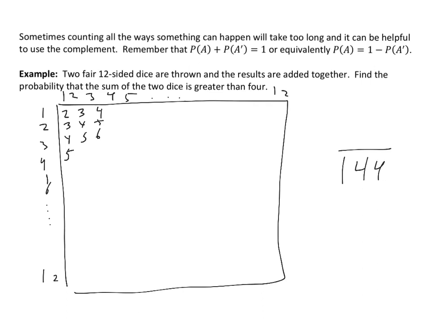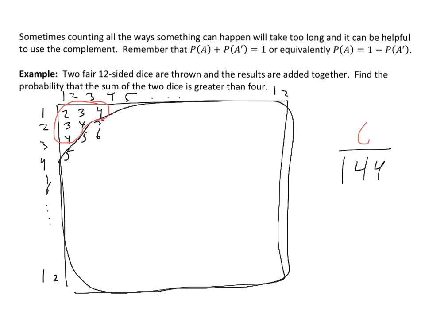What I'm looking at, the problem says find the probability that the sum of the 2 dice is greater than 4. So that would be all of this stuff. It's a lot easier for me to just look at this and say, well, if you take a look up here, there are 1, 2, 3, 4, 5, 6. There are 6 things out of 144 that are 4 or less. And so if we want the probability that it's greater than 4, we just need to do 1 minus this. That would give me 138 out of 144.